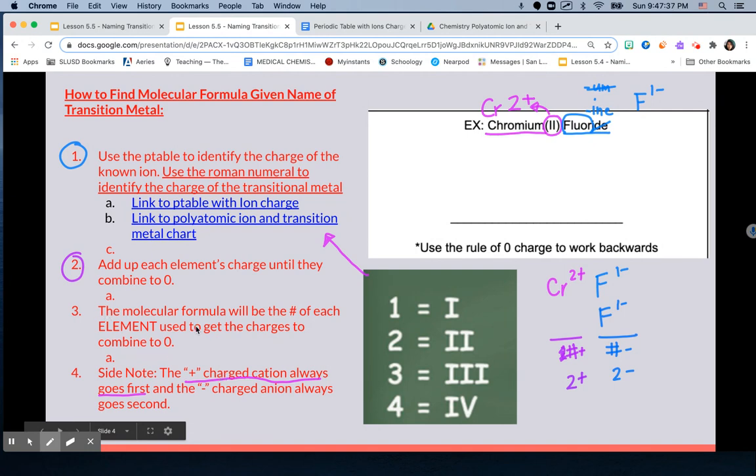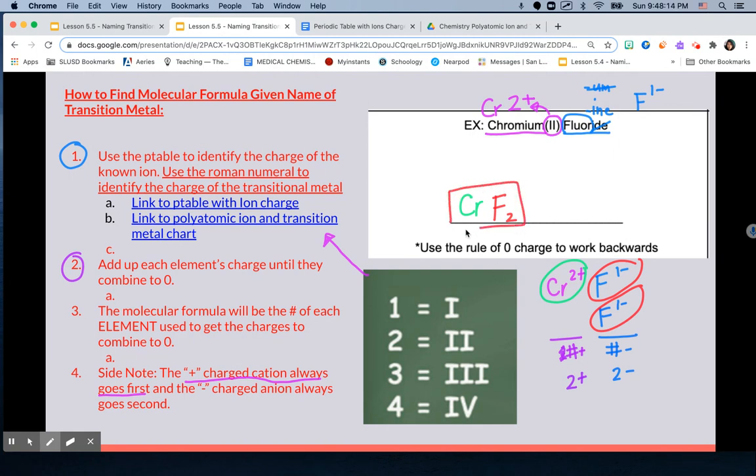So in step number 3, the molecular formula will be the number of each element used to get the charges to combine to 0. So on here, I used 1 Cr, so it's going to be Cr. I don't need to write the number 1 if there's just one of them, right? And here I used 2 Fs to get the charges to add up to 0. So it's going to be F2, right? This will be my final answer.